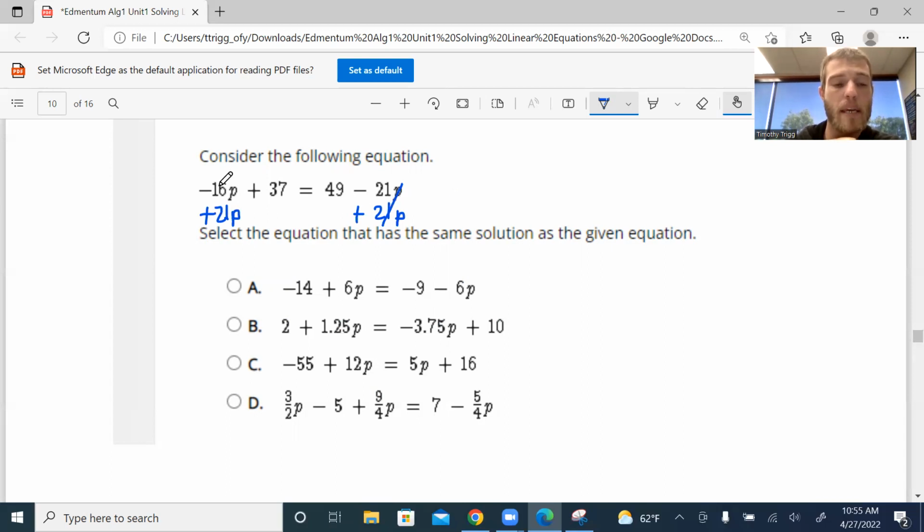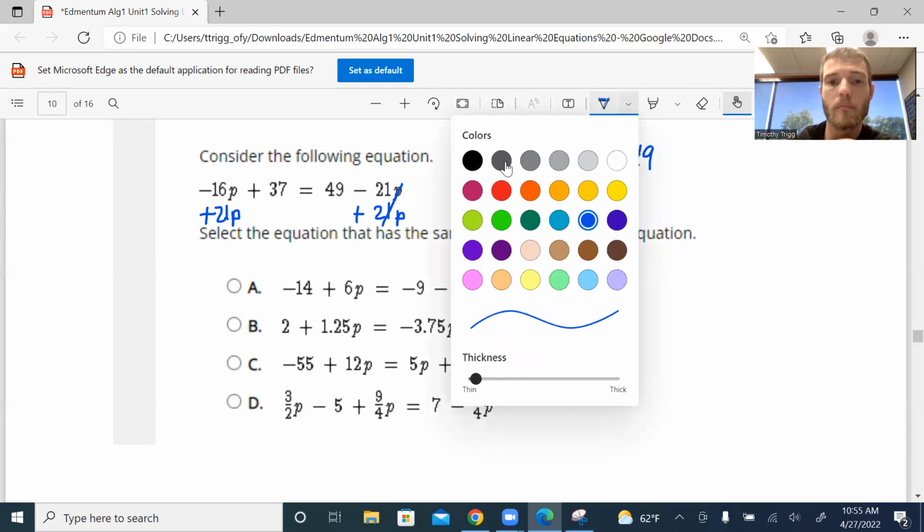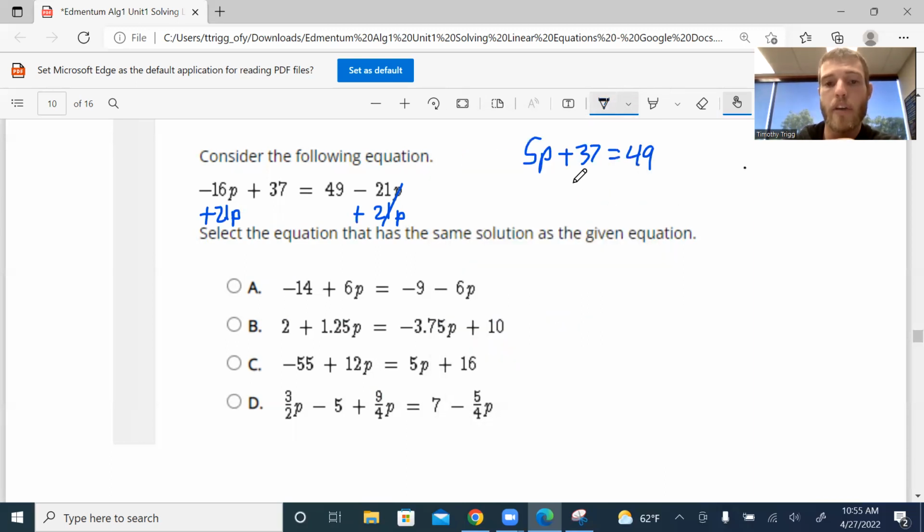Negative 16p plus 21p is 5p. So we have 5p plus 37 on the left, and just the constant 49 on the right. To help us get p by itself, we're going to go ahead and subtract 37 on both sides of the equation, giving us 5p equals, and then we have 49 minus 37, which is 12.